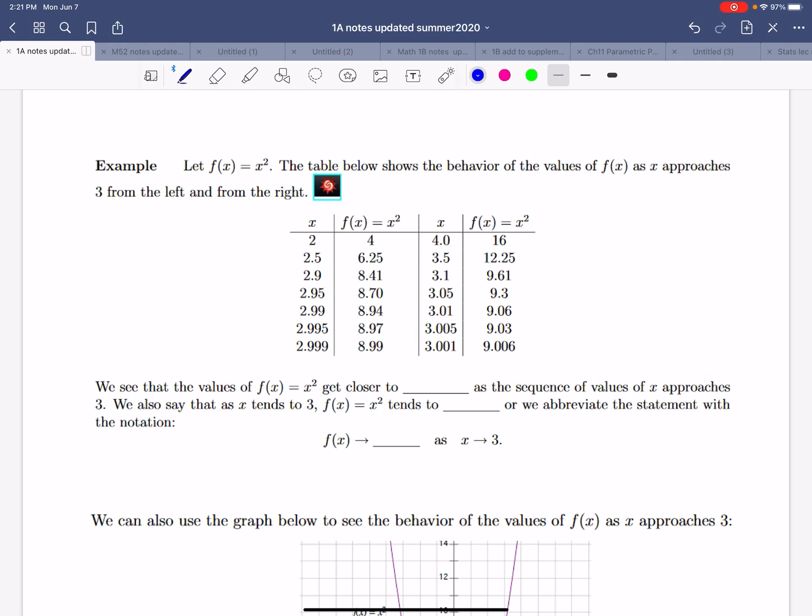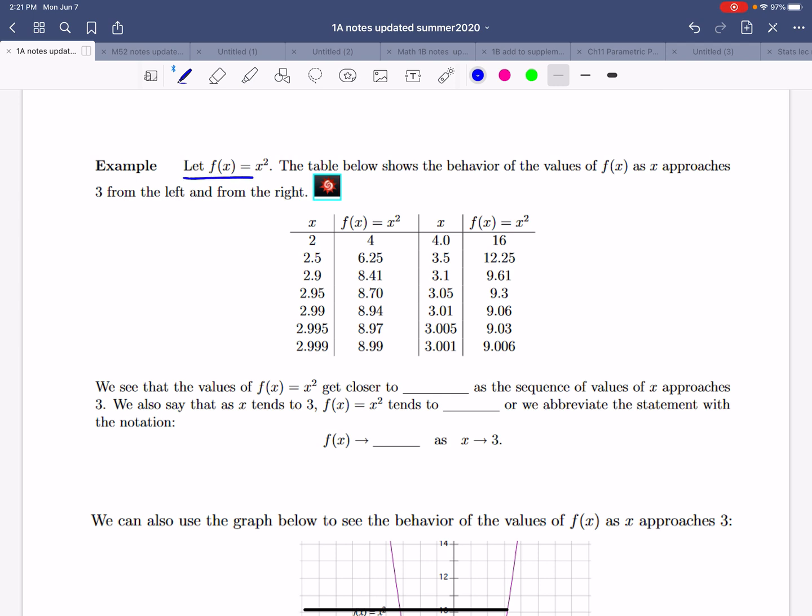Today we are going to talk about how to evaluate limits numerically. To evaluate the limit numerically at a particular point, we would pick some values on the left hand side and some values on the right hand side of that particular point, find the value of the function at those points, and see what's happening to the y value as x is getting closer and closer to the particular value of x at which we are trying to evaluate the limit.